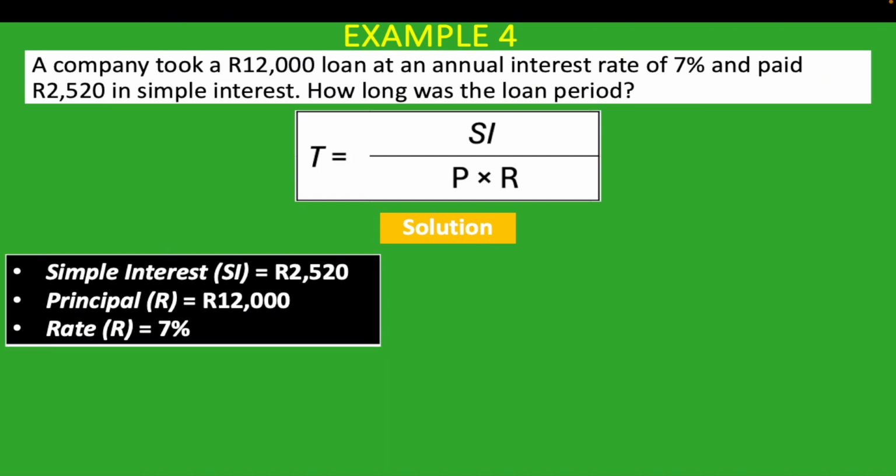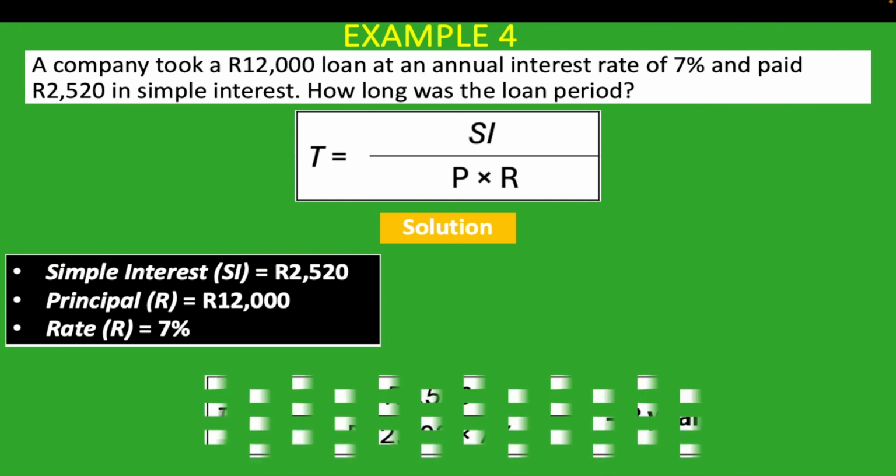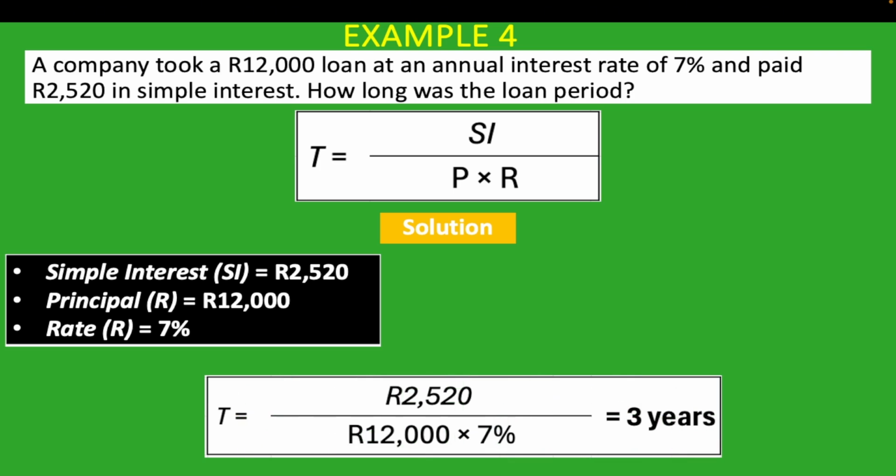And so when we plug it into our formula, it's going to be 2,520 Rand divided by the 12,000 Rand multiplied by the 7%. Remember, you can either put it as a percentage by pressing 7 and then the percentage sign, or putting the percentage as a decimal, and so that would be 0.07. Whichever way you choose to do it, you just have to know that it's a percentage when you're looking at the rate. This is how our formula is going to look, and we get an answer of 3 years. And so the loan period was 3 years if the company took out a 12,000 Rand loan and paid 2,520 Rand in interest at the rate of 7%.